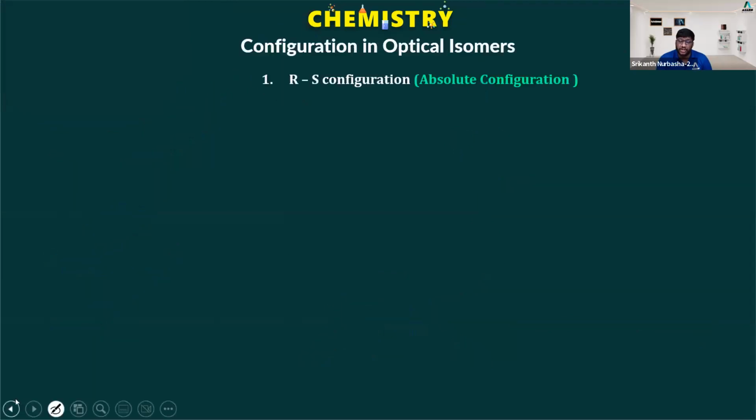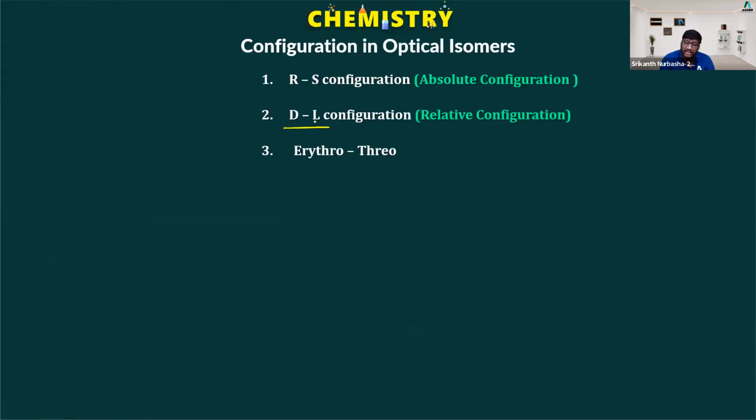So the configuration is optical isomers. RS configuration is absolute configuration, DL configuration is relative configuration, and erythro-threo. I have told you that capital D and capital L try to explain the configuration, relative configuration. Small d and small l try to explain the optical rotation.